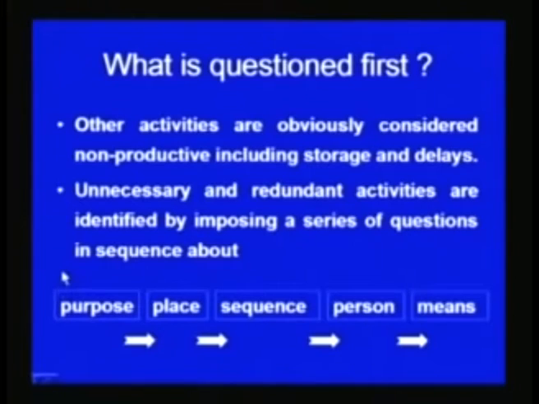So, each activity which is a part of the work and which is one major step in carrying out a particular job is challenged for its existence in terms of the purpose, the place where it is carried out, the sequence in which it is done, the person who is doing it, and the means. So, this is the sequence and order which is maintained in asking questions for each activity of a particular job, and the questions will be asked about all these 5 items.